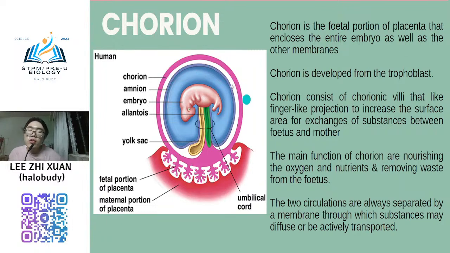Okay. So why do you want this kind of structure? Because you want to increase the surface area of exchange of substances between the fetus and mother. And then the main function, of course, is to play the role of exchange of substances. Any substance like oxygen, gaseous exchange, nutrients, and also removing your waste products. So this is the basic structure and function of the chorion.